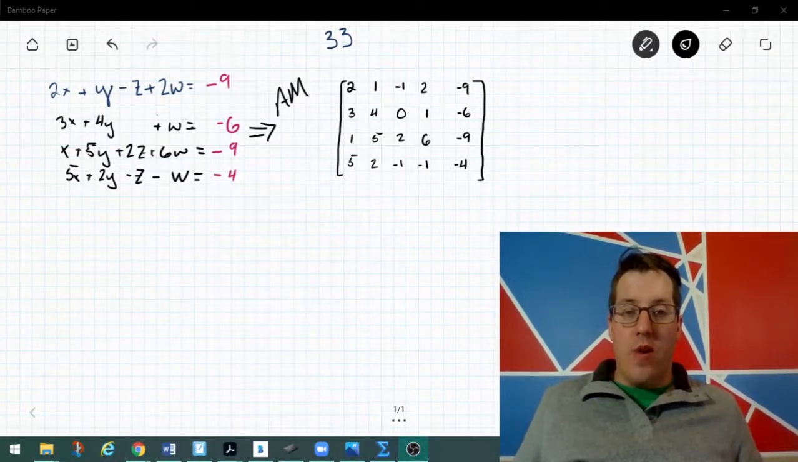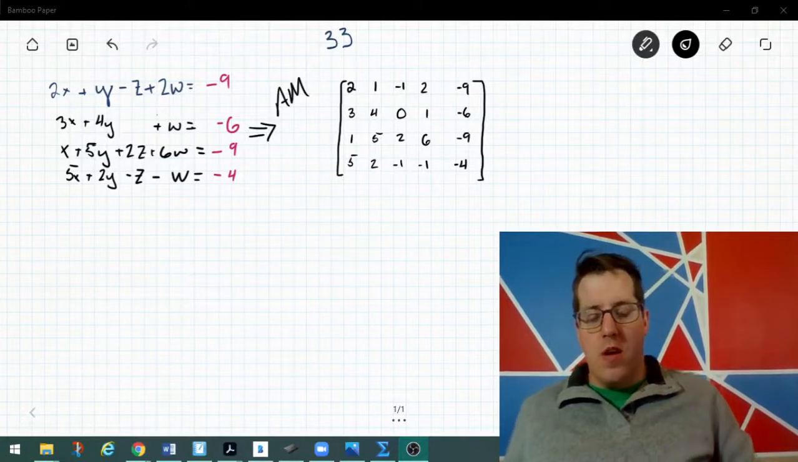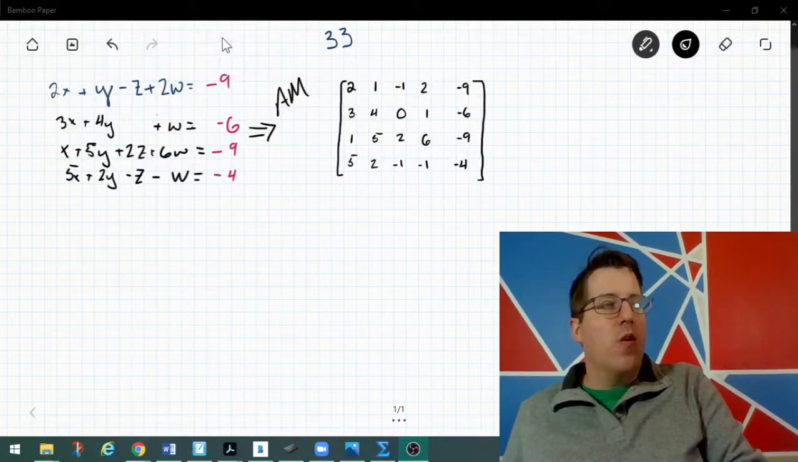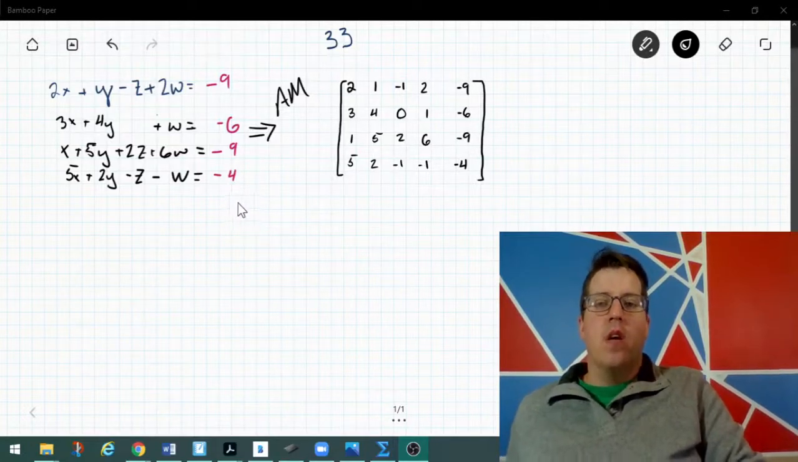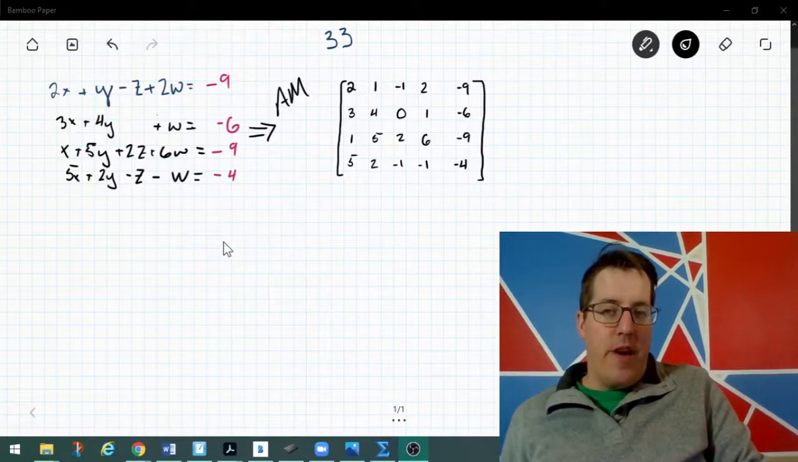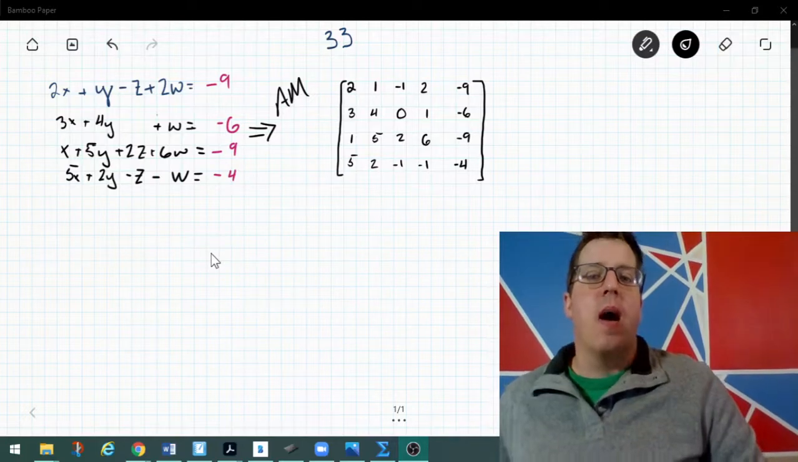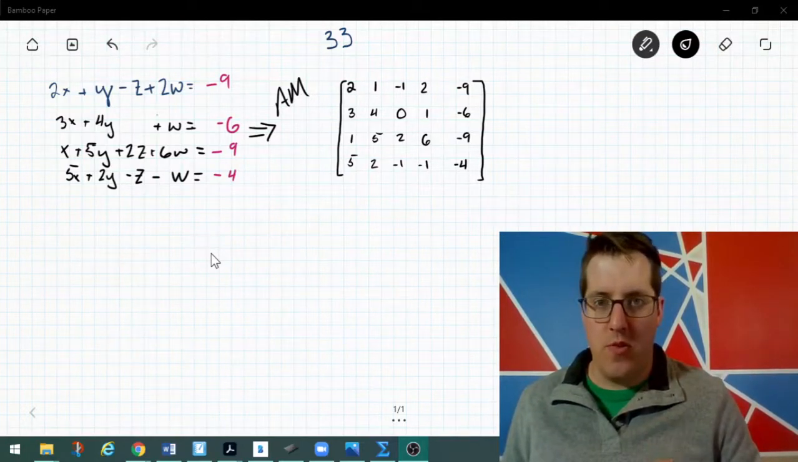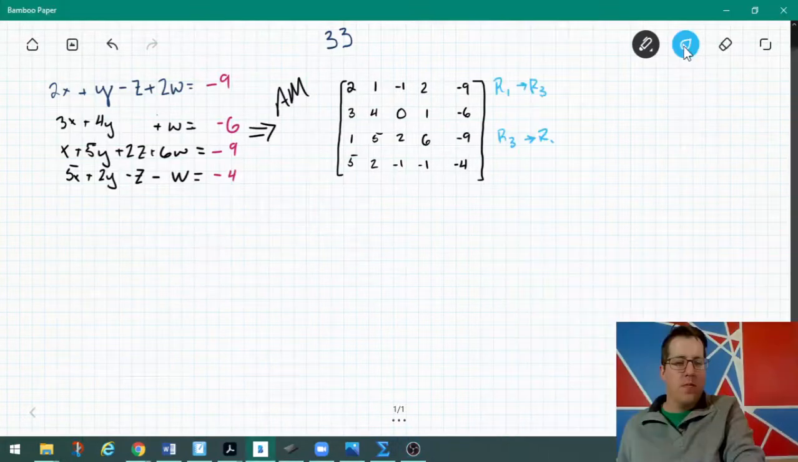I'm going to take a crack at one of the problems from your homework, problem number 33. Now, you are going to have different numbers here in the constant column. However, all of your coefficients are the same, so you should be able to follow all the same steps. For that reason, I'm not going to show any of the arithmetic. I'm just going to say what I'm doing. Okay? All right, here we go.